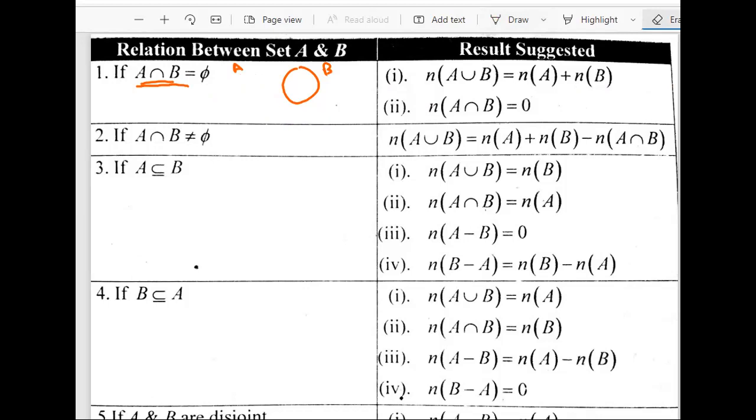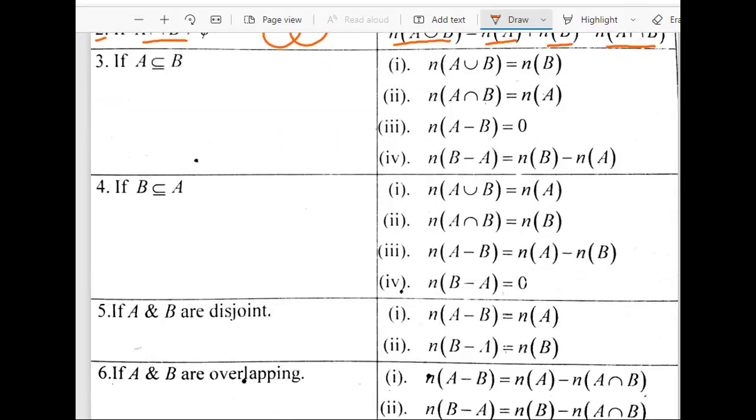Yeah. And what about you, Ahmed? Yes. Okay. Again, as I told you for the first one, if A intersection B is not phi, which means that if A and B have something in common, the number of elements in A union B would be calculated this way. Number of elements in A plus number of elements in B minus this, right? This should be clear.